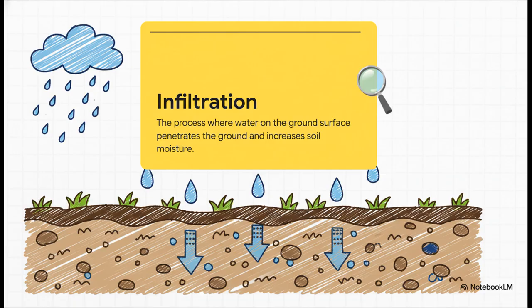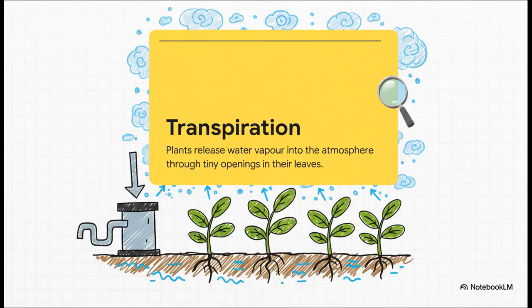Well, a good portion of it begins to soak into the earth. This process, where water on the surface enters the soil, is called infiltration. And this is exactly how the soil gets its moisture. And you know, plants play a really key role in this cycle. They act like biological water pumps. They absorb water from the ground through their roots, and then they release it as water vapor into the atmosphere from tiny little pores in their leaves. This whole process is called transpiration.